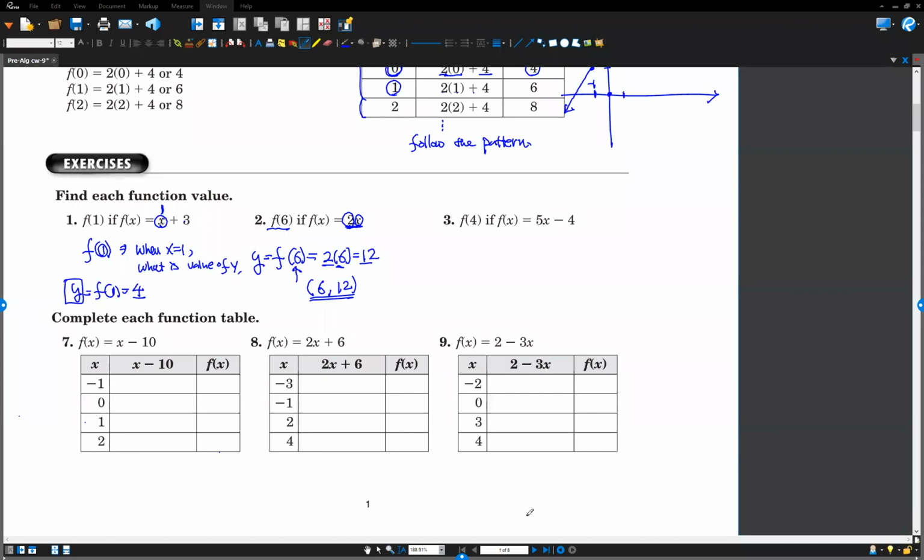Okay, number 3, but you have to find what is f of 4. This is a function, f of x. What that means is, when x equals 4, what is the value of this one? Put x is 4 there, and still minus 4, isn't it? So 5 times 4 is 20, and minus 4 equals 16, right?